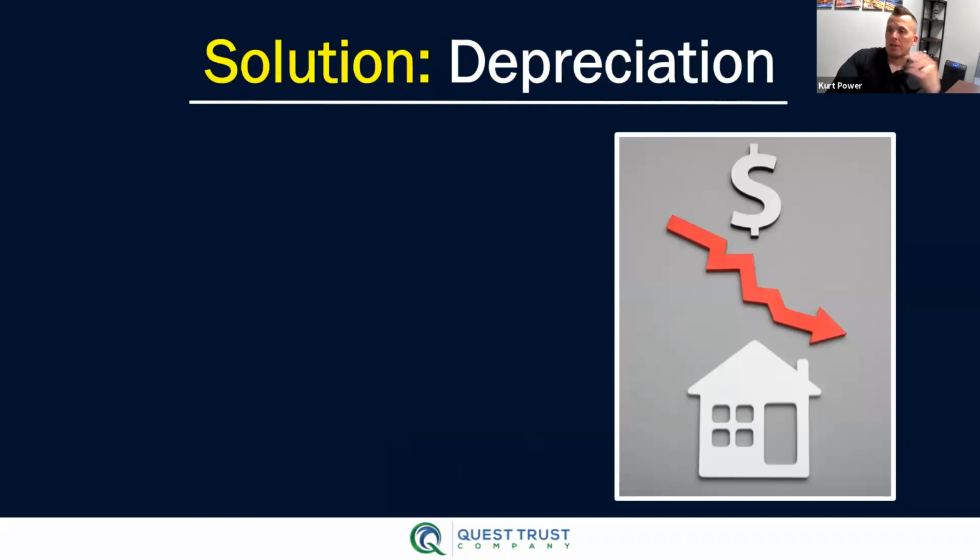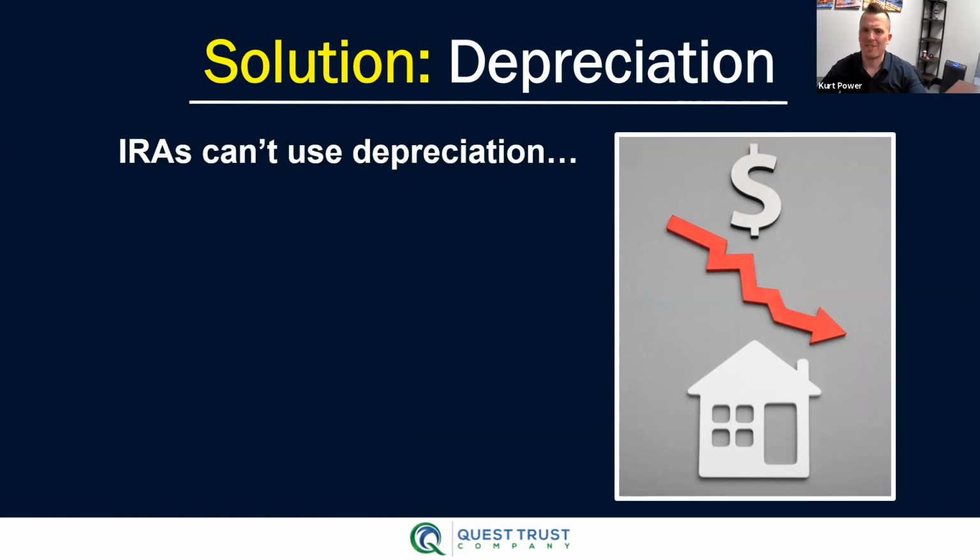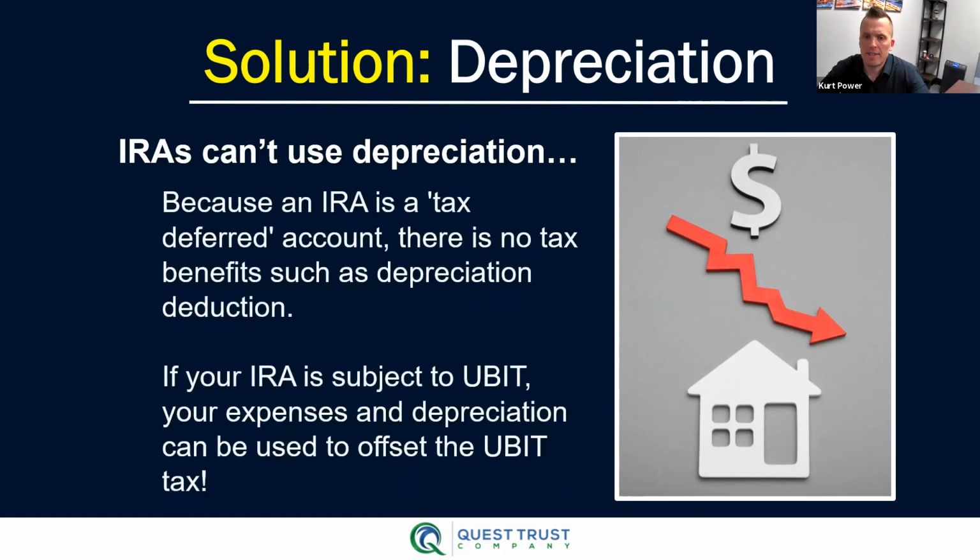So what's the solution to UBIT, UDFI? Depreciation. We get told so many times that IRAs can't use depreciation, because the IRA is a tax-deferred account, so there's no tax benefits such as depreciation. But if my IRA is subject to UBIT, I get to write off expenses and depreciation. It can offset the UBIT tax.